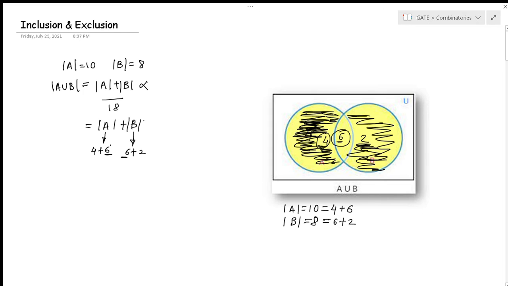So we added the part which is shared between A and B, which I can represent like this, two times. But how many times did I want it? Only one time. So what do I need to do? I need to simply subtract it once, A intersection B. So what would be the answer? It would be 4 plus 6, which is 10, plus 6 plus 2, which is 8, minus 6.